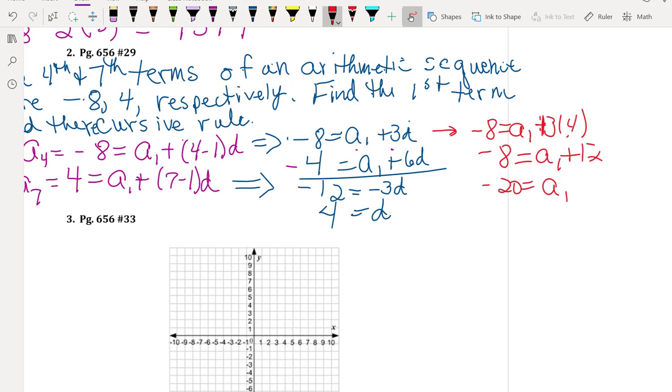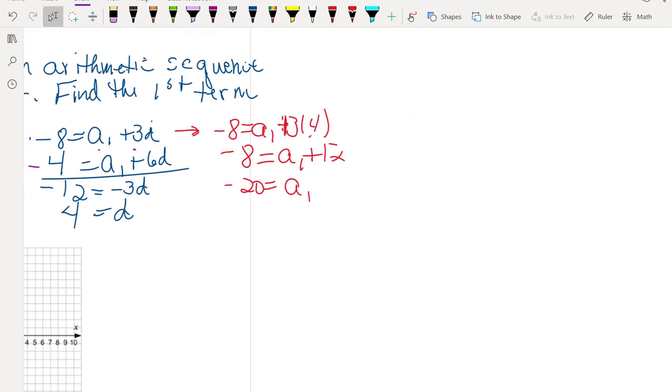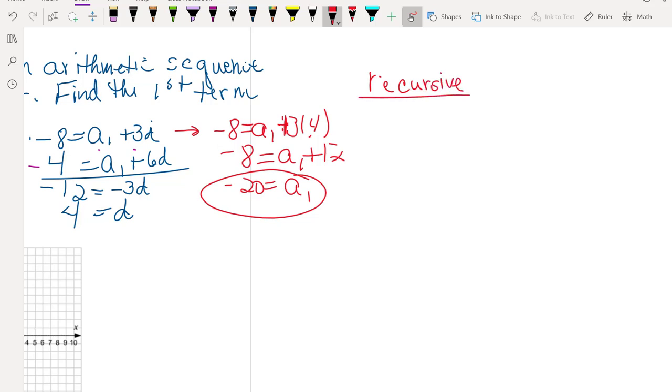So now what I can do is write the recursive rule. So I have A1, that's part of my answer. And then the recursive rule is going to be A sub n equals negative 20 plus, oops, I'm writing the explicit rule. I apologize. A sub n is going to equal A sub n minus 1 plus 4 for n greater than or equal to 2.